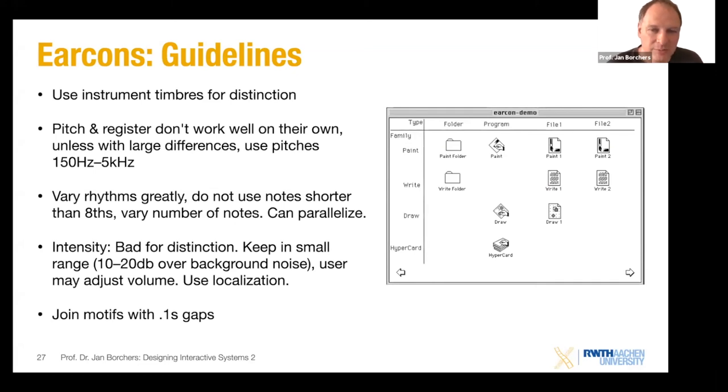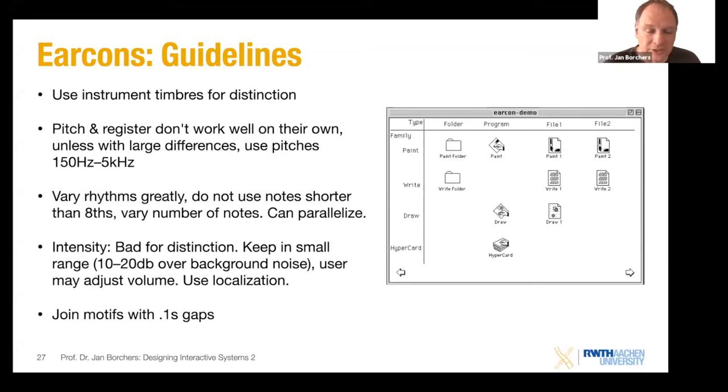But there are some guidelines that Blattner wrote up, and I just wanted to share them with you. Not that you need to learn all of these by heart, but the point is to see what kind of detailed design guidelines you can derive from user studies with this. So they found, for example, that if you do want to use earcons, these music things, then using different instruments for distinction is a good choice.